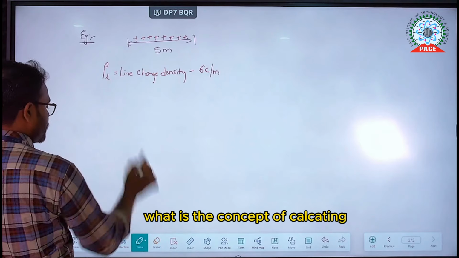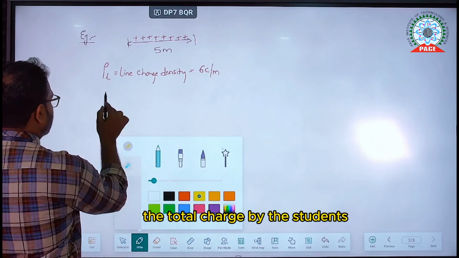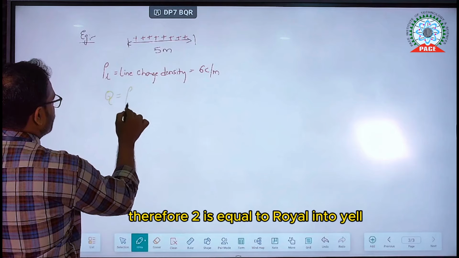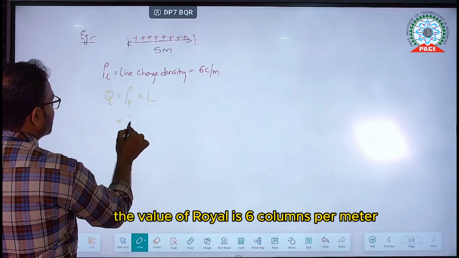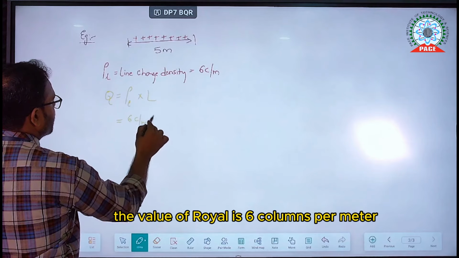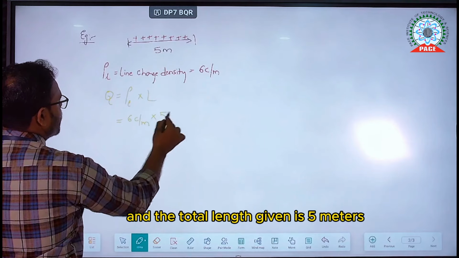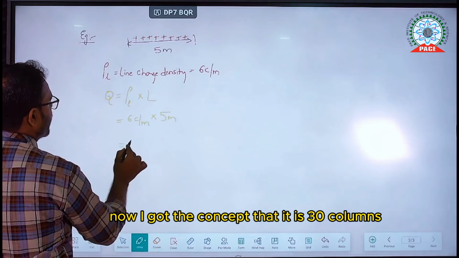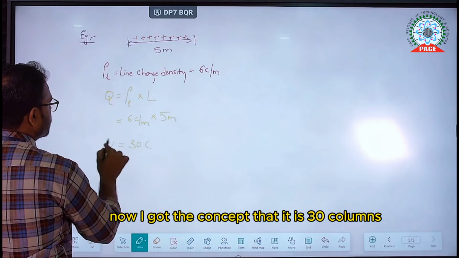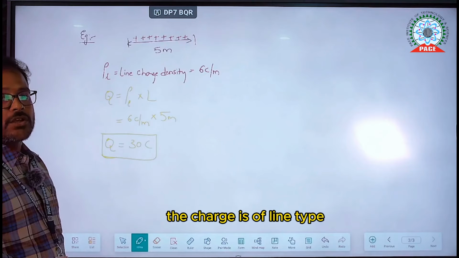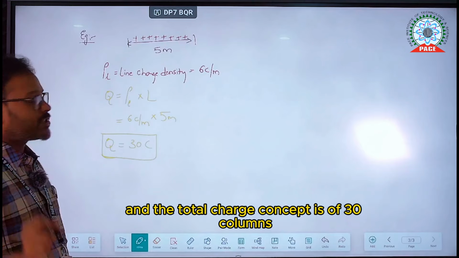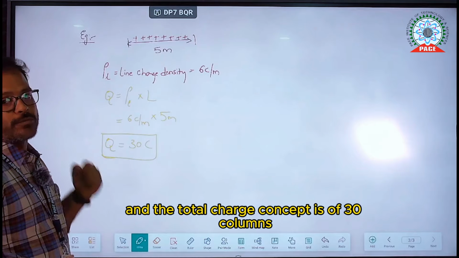Now what is the way of calculating the total charge, my dear students? Therefore Q is equal to rho L into L. The value of rho L is 6 coulombs per meter and the total length given is 5 meters. So it is 30 coulombs. What charge have I taken? The charge is of line type and the total charge is 30 coulombs.